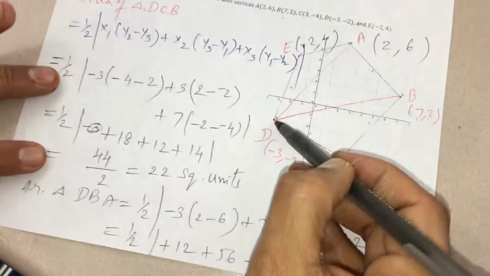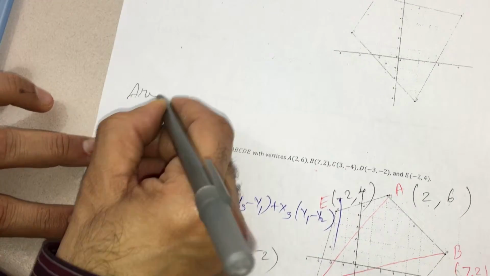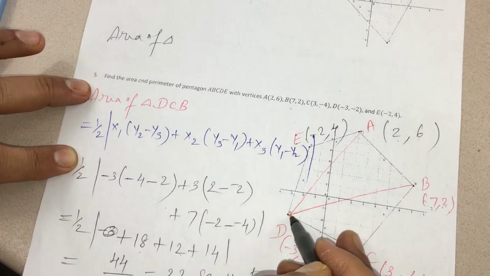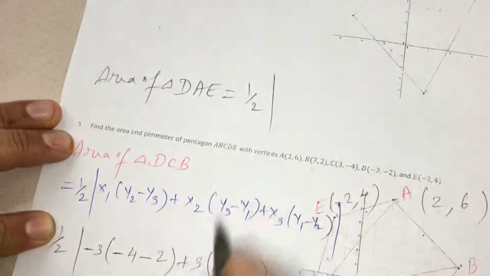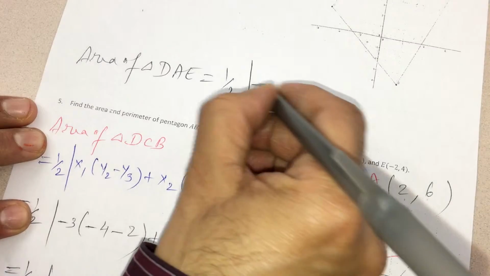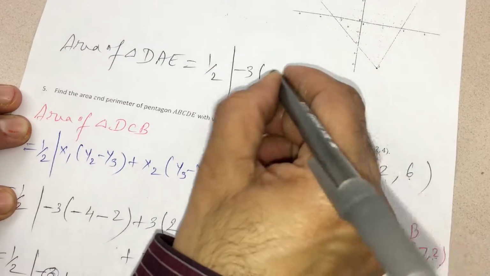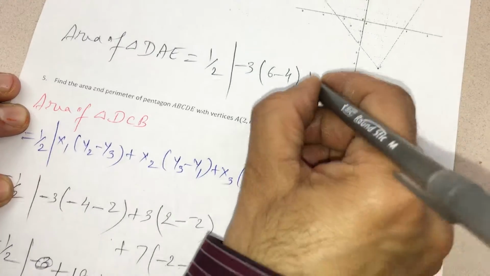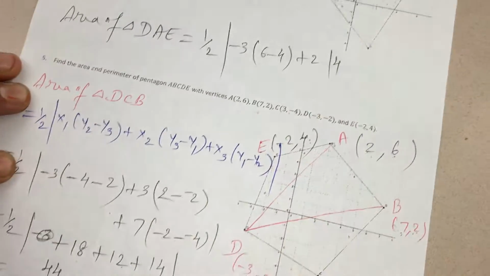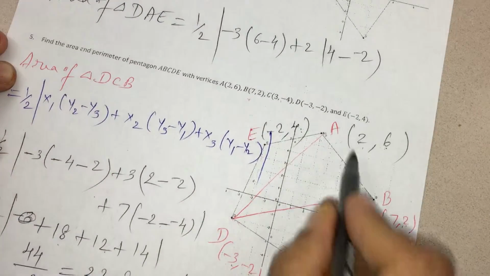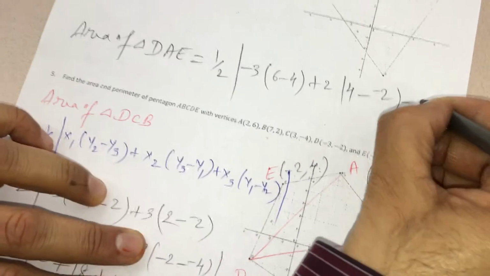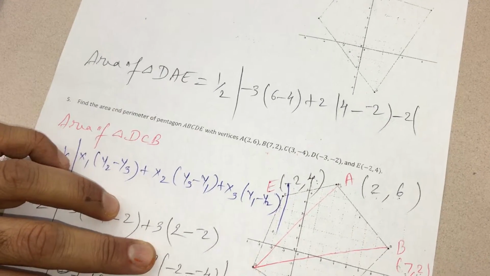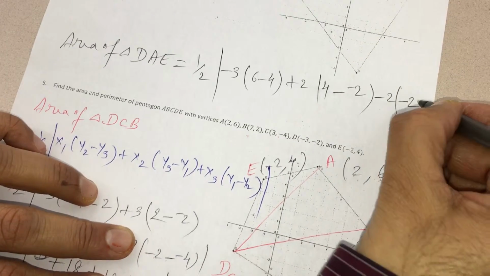And in the same way, I had to calculate this time DAE. Since there is no space, I can do it here. Area of triangle DAE, that is half times x1, which is -3, times 6 minus 4, that is y2 minus y3. And again, +2 times 4, take away -2. And then finally, this is for E, -2 times this -2 minus 6.